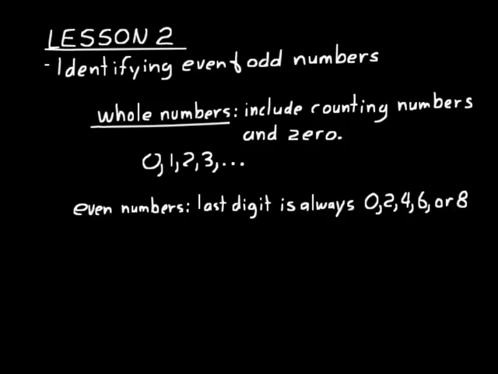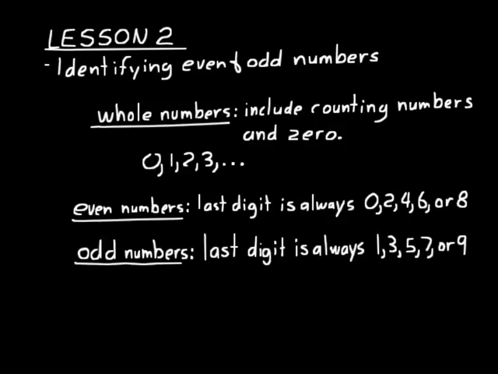Even numbers, their last digit is always 0, 2, 4, 6, or 8. That's how we can always tell if a number is an even number, if its last digit is 0, 2, 4, 6, or 8. And remember, in lesson 1 we learned what they meant when they said last digit. That means the digit to the farthest right in a number. Now look at odd numbers. The last digit in an odd number is always 1, 3, 5, 7, or 9.